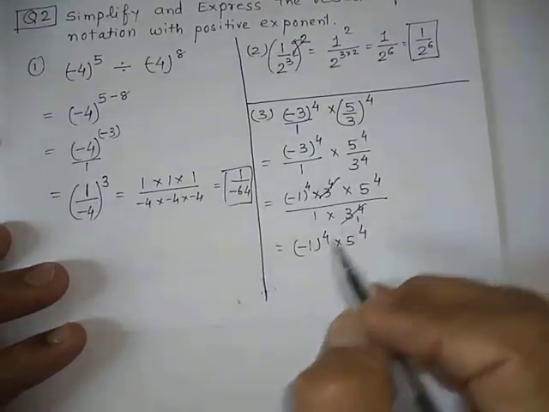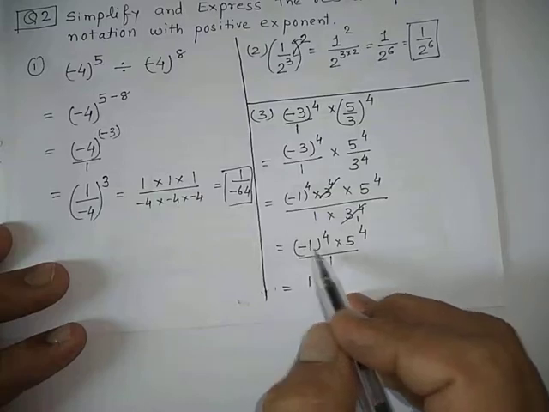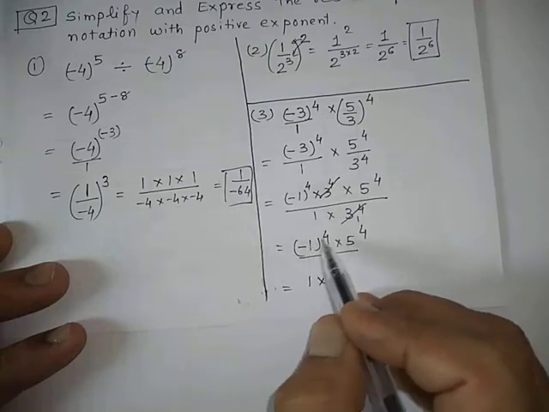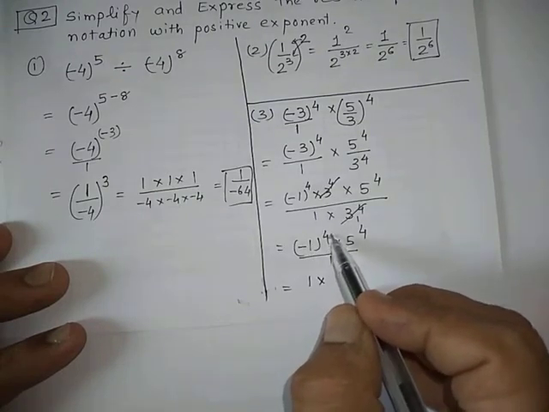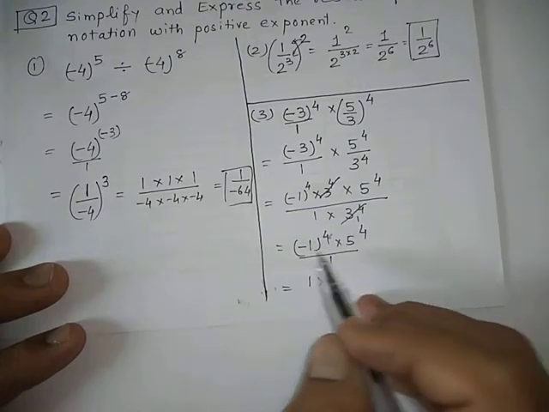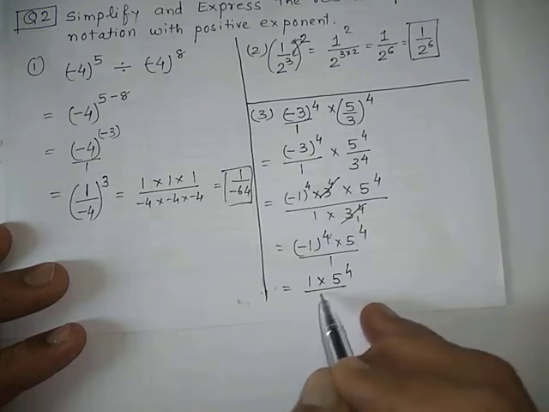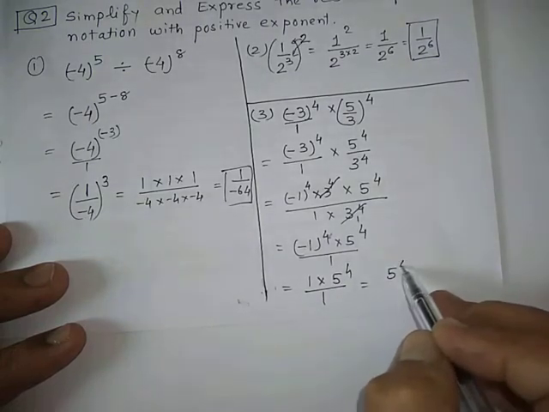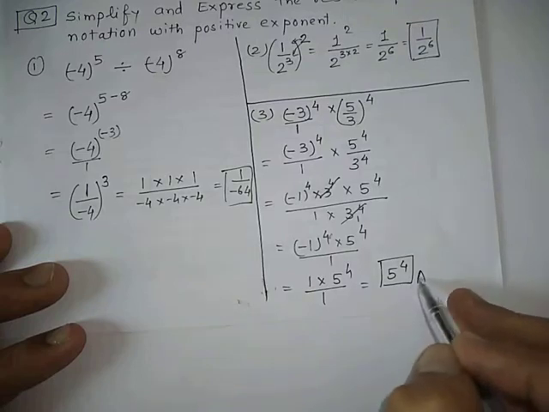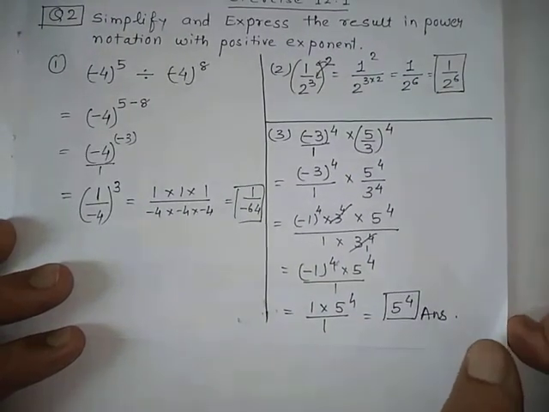The denominator is 1 now. So 1 into a negative number with even power, so positive. So 1 into 1 into 1 into 1, 4 times, the minus goes away, and 5 raised to 4 upon 1. So 5 raised to 4 is the answer. Hope it is clear to you all.